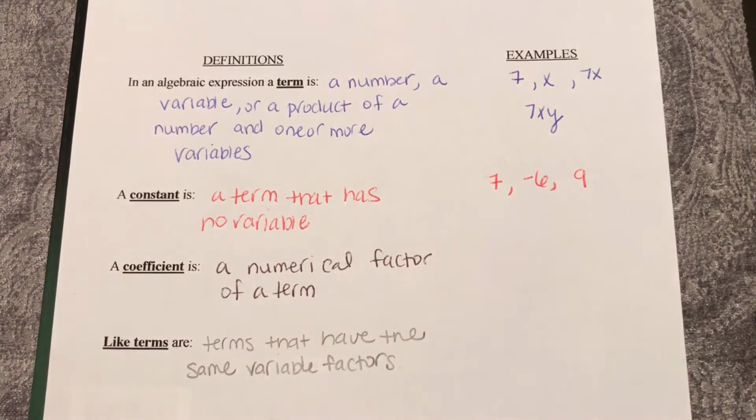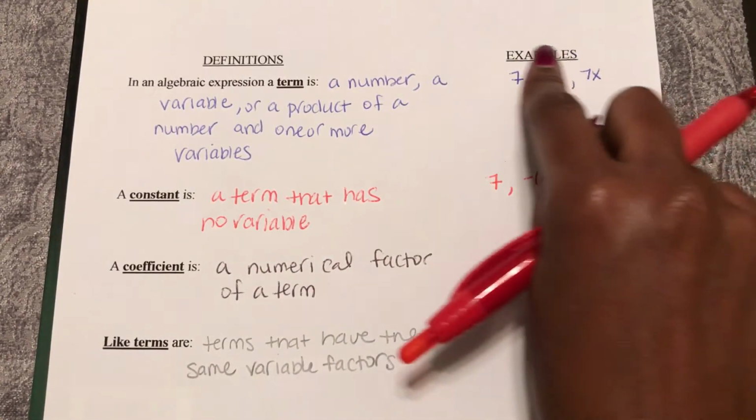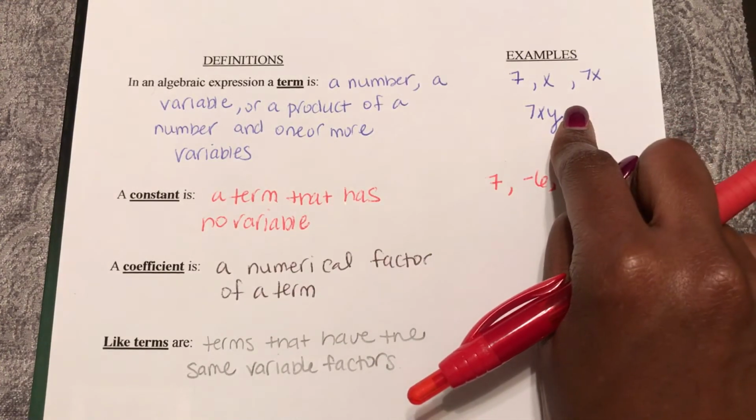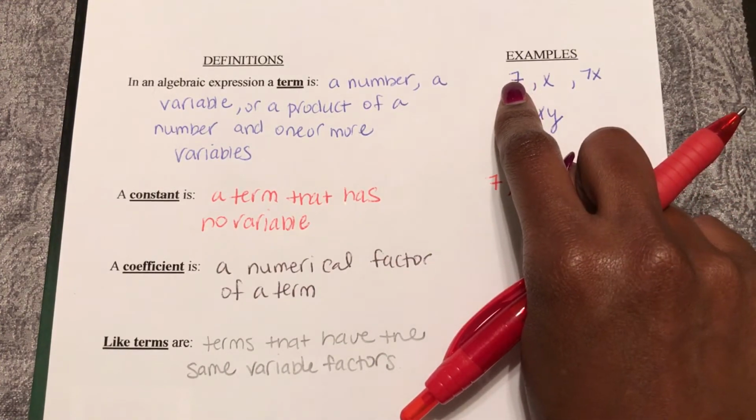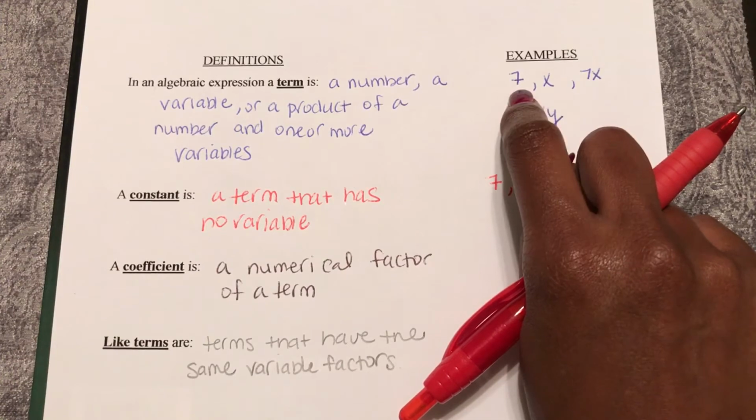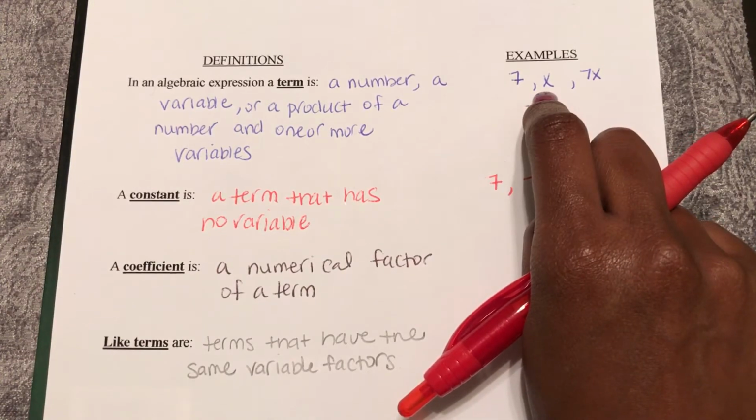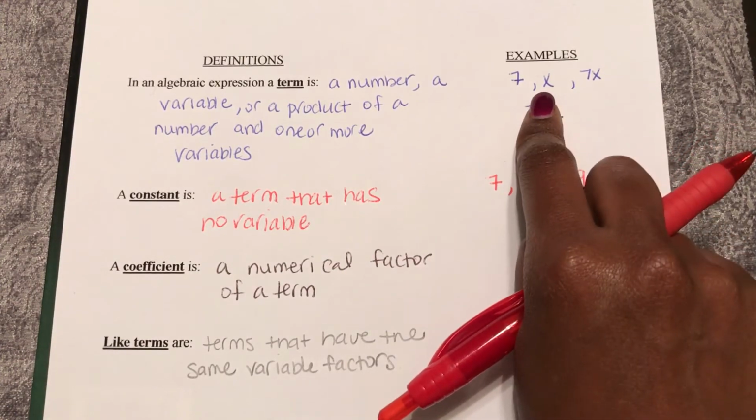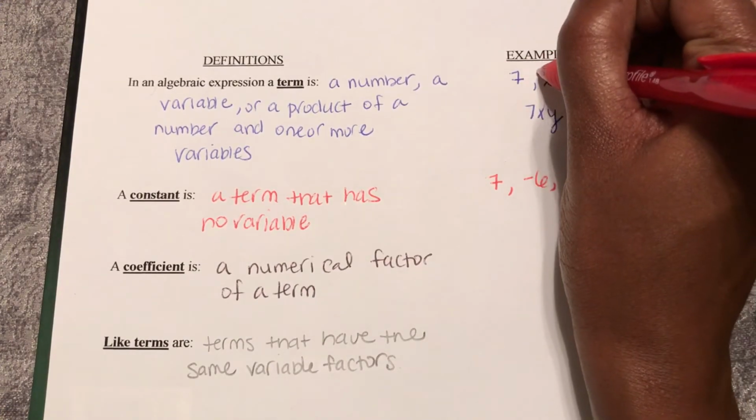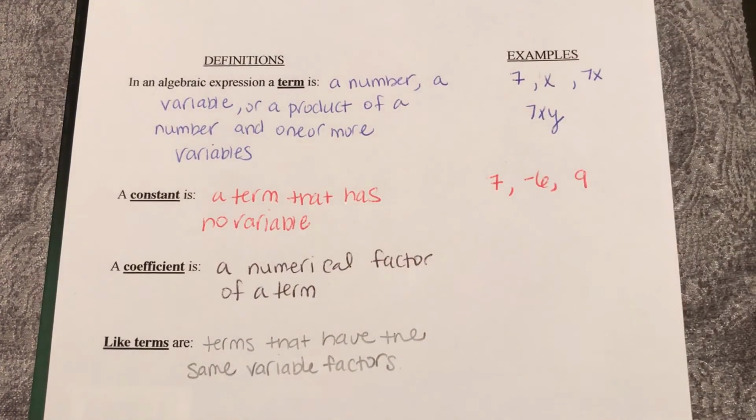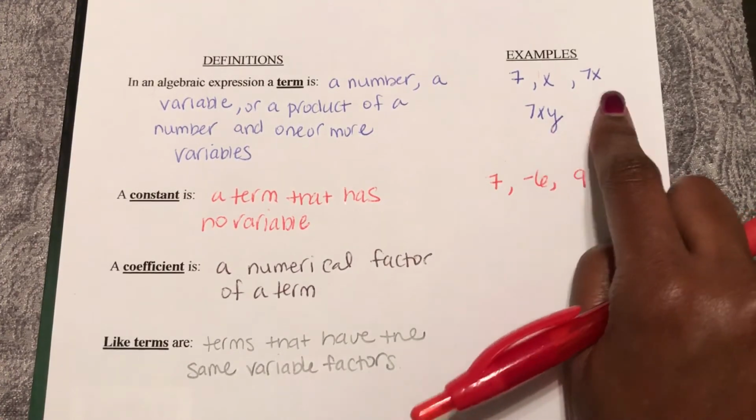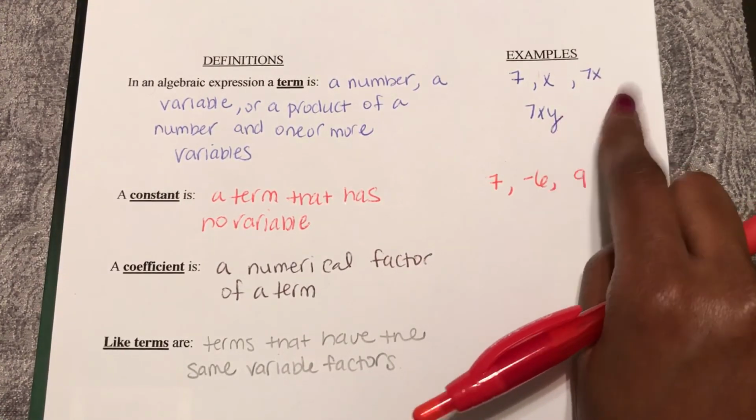A coefficient is a numerical factor of a term. So if I look at all these ones up here, let's say, to start with, the numerical factor of this term is 7. The numerical factor of this term is 1, because there's actually a 1 that's not written as a coefficient of that x. And both of these terms, the coefficient is 7.